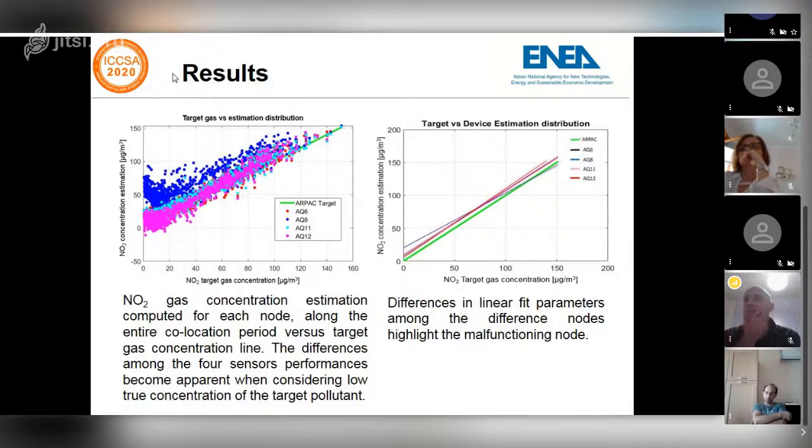Okay, thank you. In the left figure, we can see NO2 concentration estimation computed for each node along the entire deployment period versus the target gas concentration line. We can see the differences among the 4 sensor performances, in particular when considering the low true concentration of the target pollutant. In the right figure, fitting these points, we observe in a fast way the differences among these nodes. For example, this allows us to detect a malfunctioning device in this case.